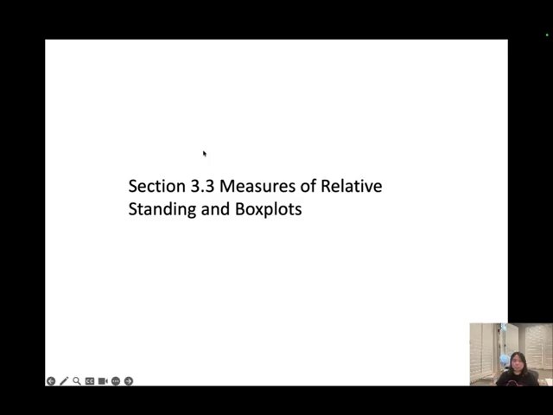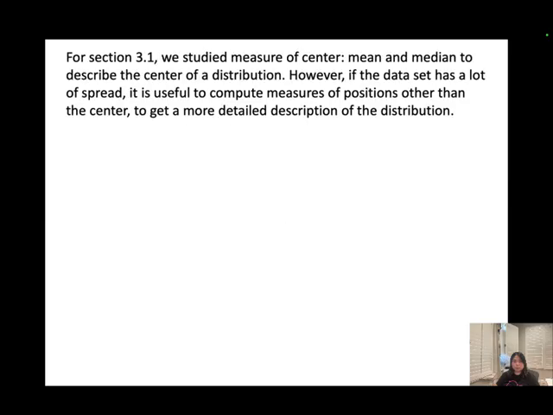Session 3.3 Measures of Relative Standing and Boxplots. In Session 3.1 we studied measures of center, mean and median, to describe the center of a distribution. However, if the data set has a lot of spread, it is useful to compute measures of position other than the center to get a more detailed description of the distribution.